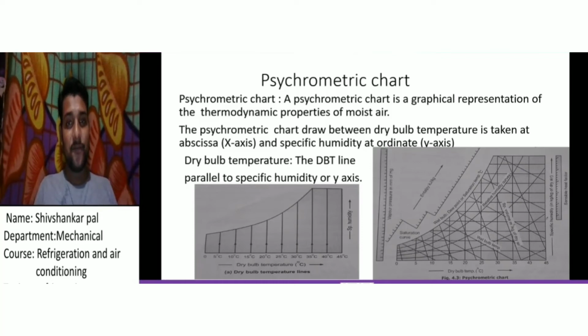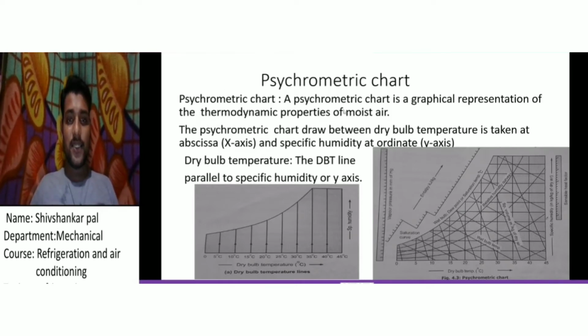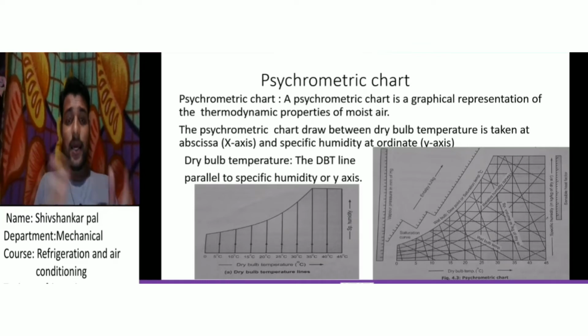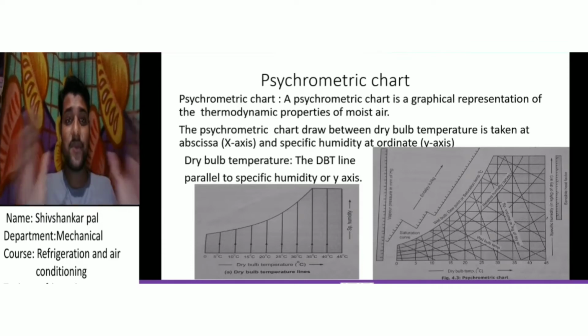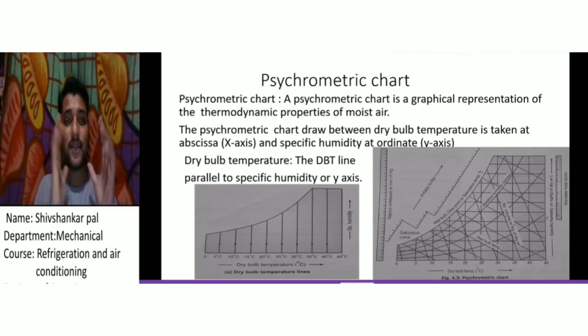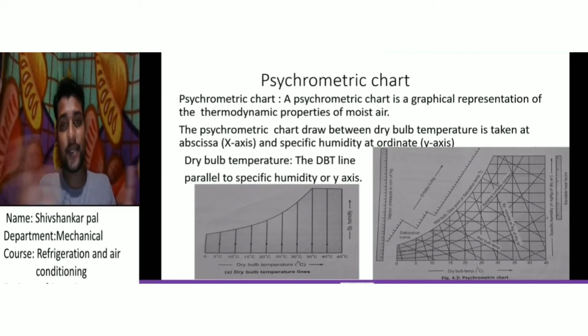Refrigeration, air conditioning. In this session, I will study what is the psychrometric chart. A psychrometric chart is the graphical representation of the thermodynamic properties of moist air. Here I will draw the graphical representation of the thermodynamic properties of moist air in a chart, which is known as the psychrometric chart.